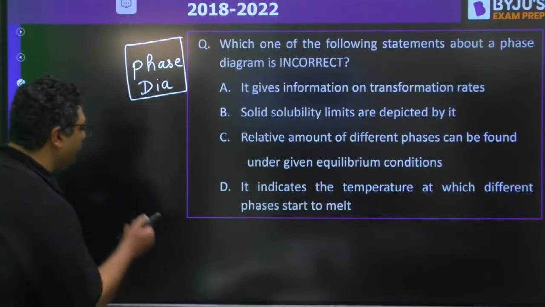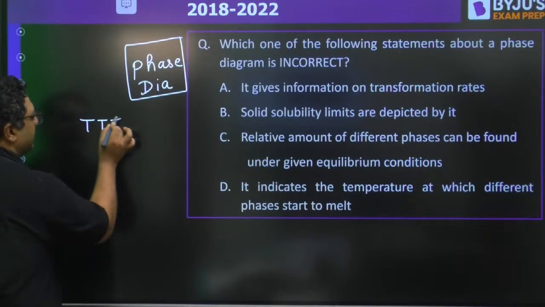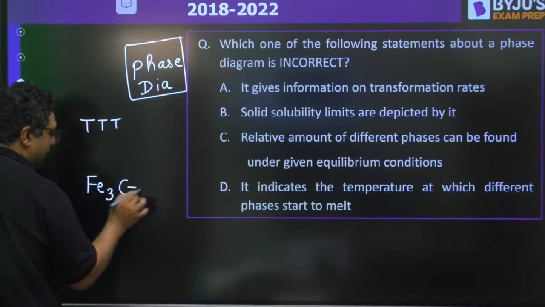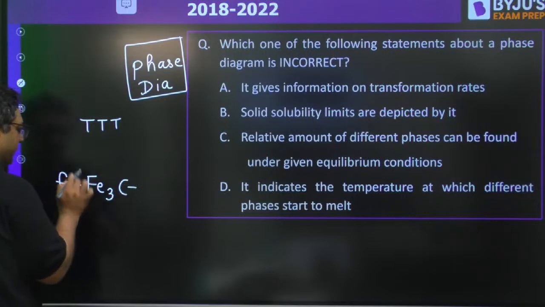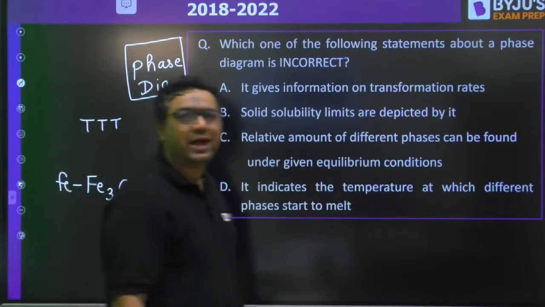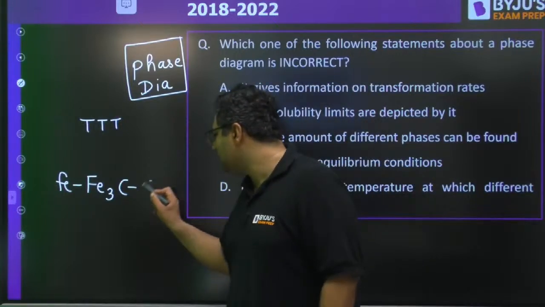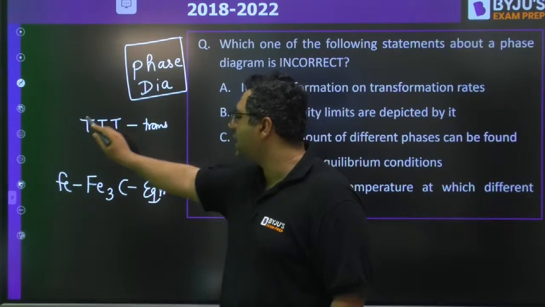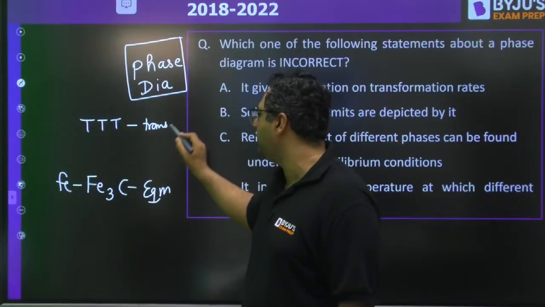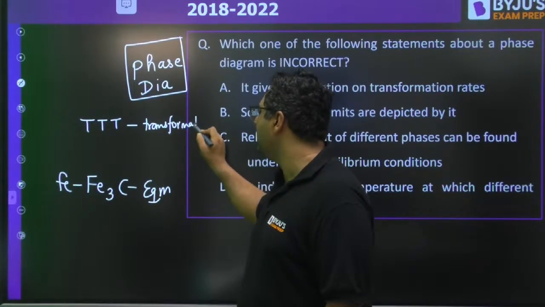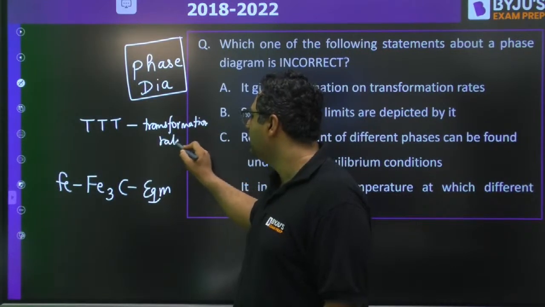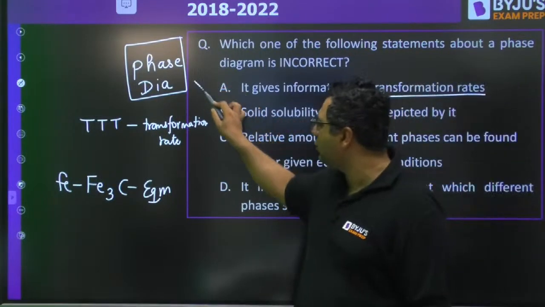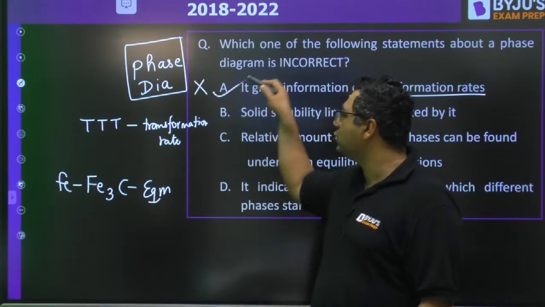So, my dear, first of all, I would like to tell you that there is one diagram called the TTT diagram. The other is known as the iron carbide diagram. If you compare these two diagrams, always remember, the iron carbide diagram is the equilibrium diagram. And here we are showing the transformations, because transformation, temperature, time is the name of TTT. So here we are talking about transformation rates. If you see the word transformation, that belongs here. So this is not related to the iron carbide diagram. So obviously, this is going to be the answer.